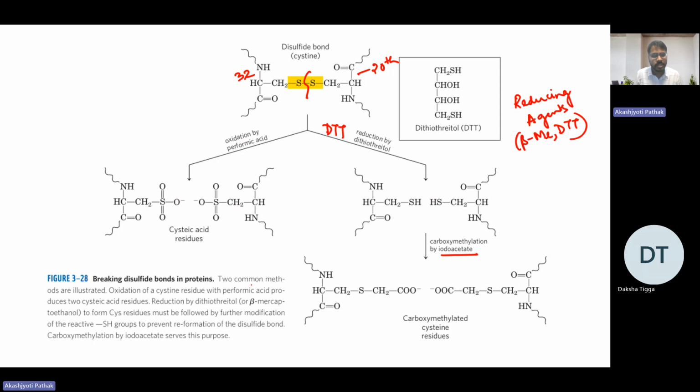Okay, so these are the two common methods illustrated. Oxidation of cysteine residues with performic acid produces two cysteic acid residues. The residues formed on treating with performic acid are called cysteic acid residues because you see the sulfate, or SO3 minus group, is attached to this CH2 group. Or you can treat it with dithiothreitol or beta mercaptoethanol to form the cysteine residues.